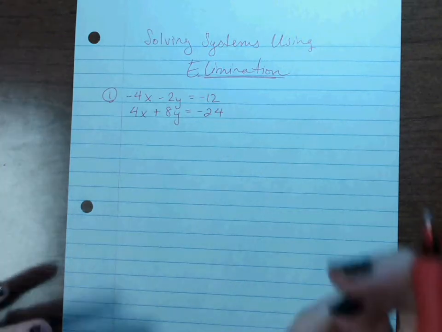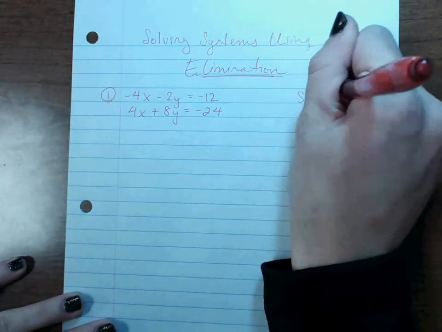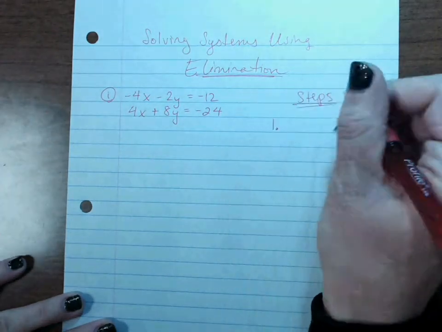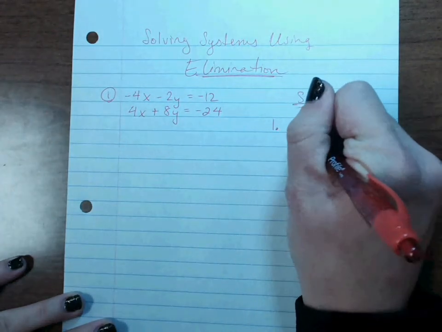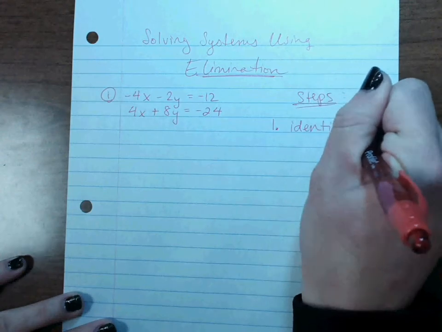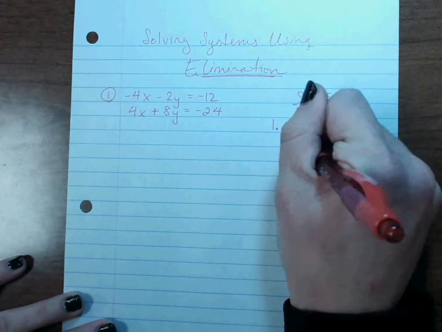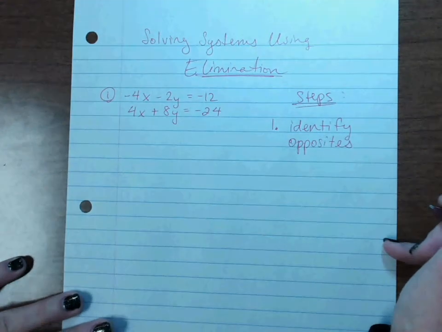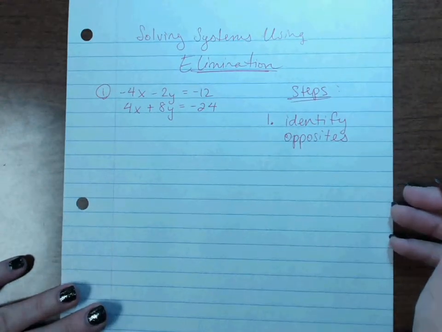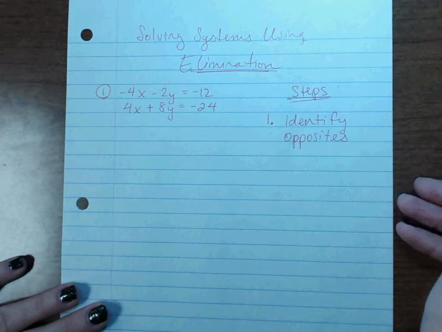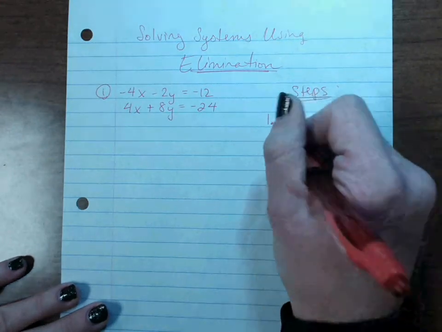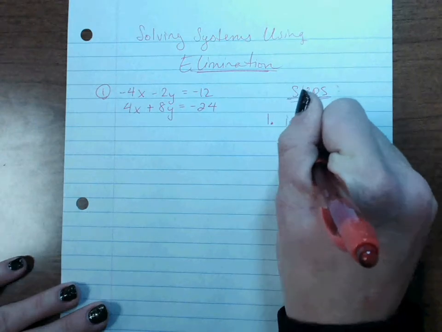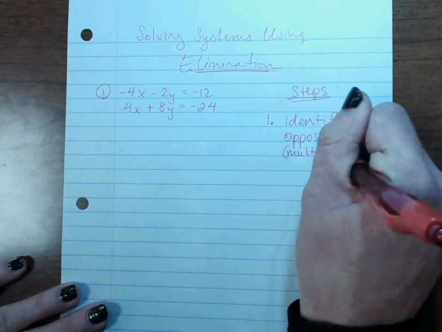Now, our first goal here, so we're going to call this steps. Step 1 is to identify opposites. Now, sometimes you're not going to have opposites, and you're going to have to create it. We will not on this one, but sometimes you will have to multiply if necessary.